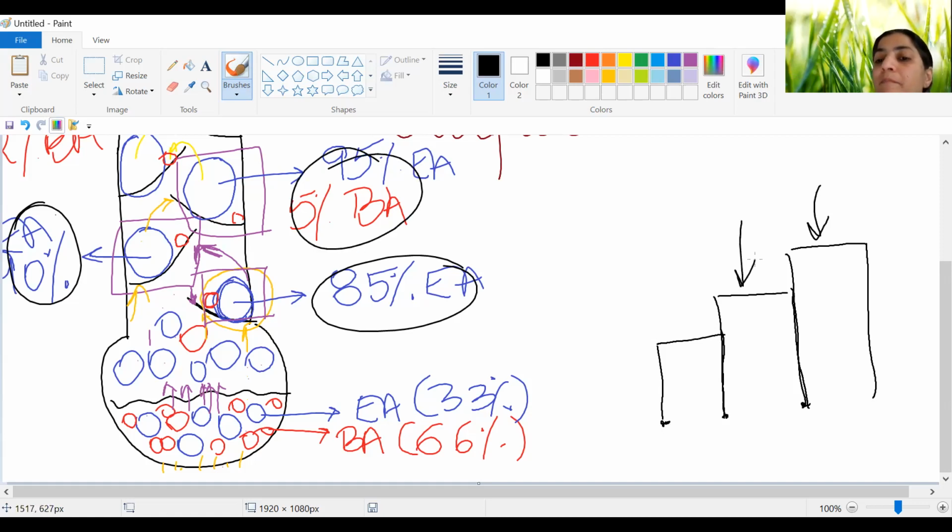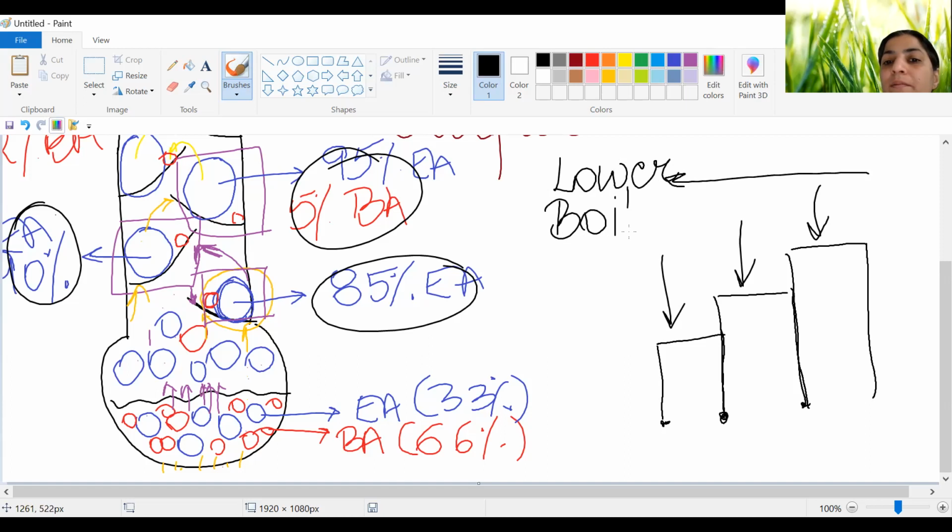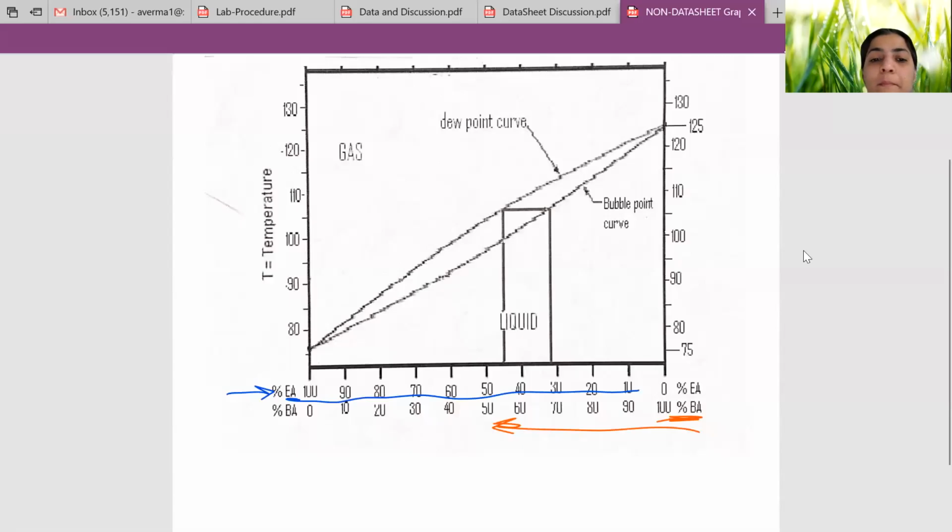Now you can see these graphs or plates are reducing in size. What is reducing is the temperature at which it is heating this mixture composition. And also it is indicative that we are leading towards our lower boiling component. This can be understood by this graph.